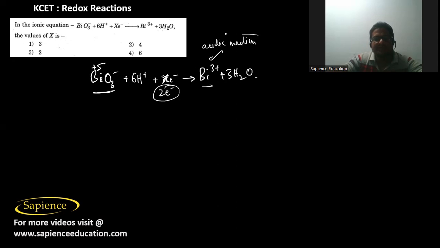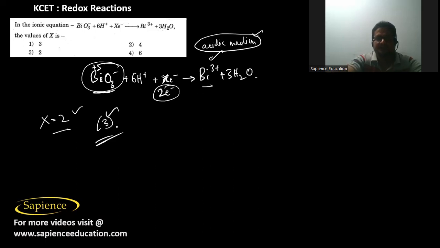So in acidic medium only we have to balance this ionic equation, and so 2 electrons are required to reduce this BiO3 minus to Bi3 plus. So the value of X will be 2. So option 3 is the correct answer.